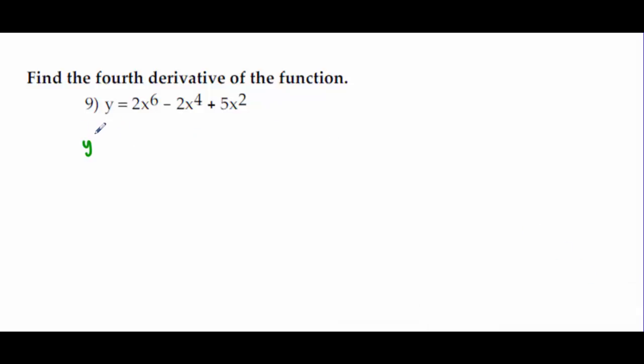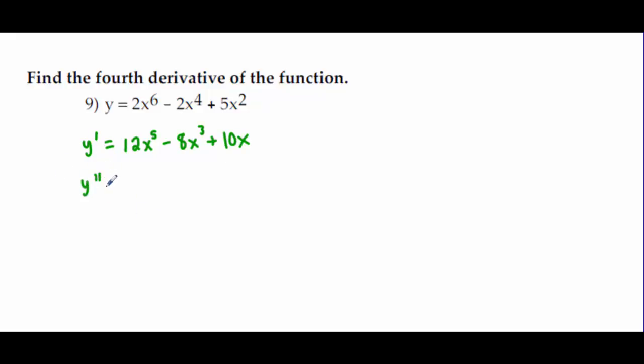So the first derivative is going to be y prime with just one little apostrophe mark to show it's the first derivative, and then I'm going to basically just do the power rule here. So multiply by my power and then subtract 1. So 12x to the 5th minus 8x to the 3rd plus 10x. That's the first derivative because I've taken the derivative 1 time.